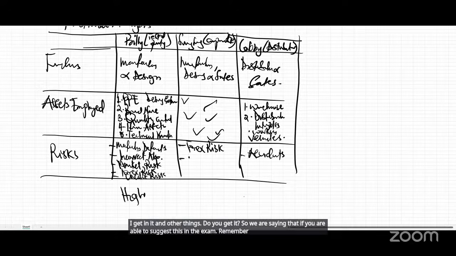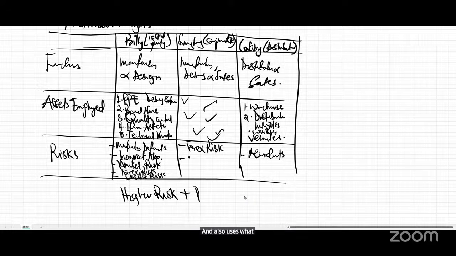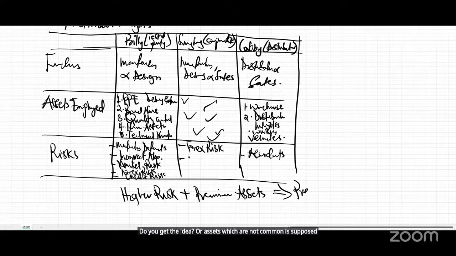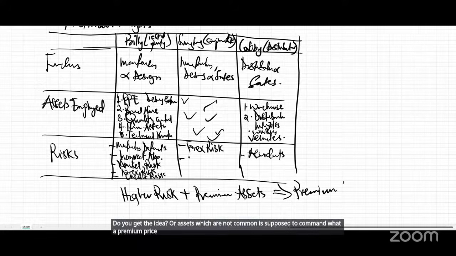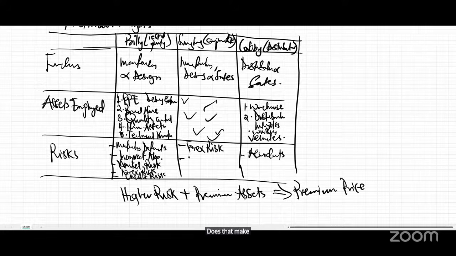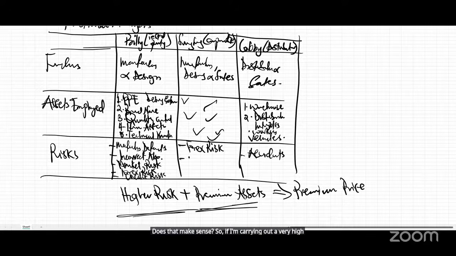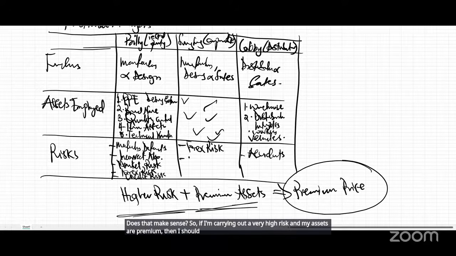So if you are able to suggest this in the exam, remember, the one who takes the higher risk and also uses what? Premium assets. Do you get the idea? Or assets which are not common is supposed to command what? A premium price. Does that make sense? So if I'm carrying out a very high risk and my assets are premium, then I should charge a premium price.